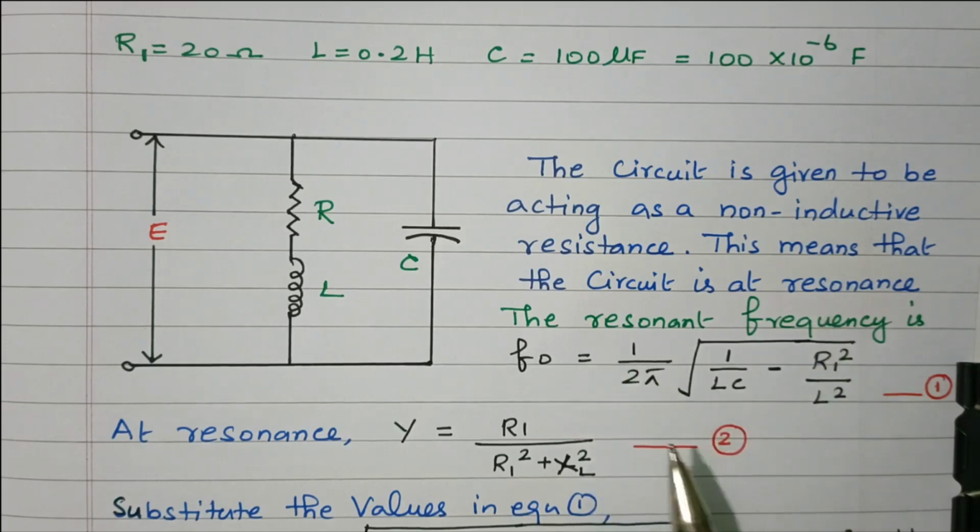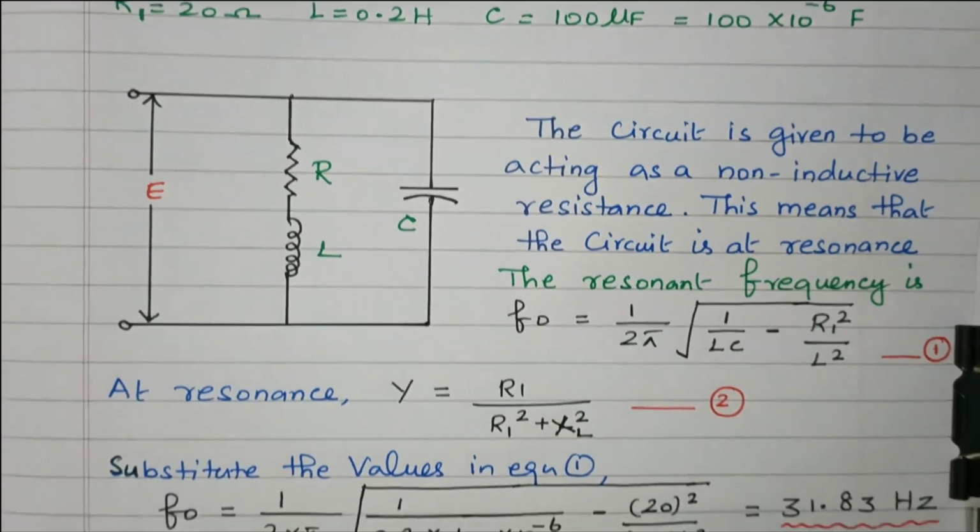So the resonant frequency is F0 equal to 1 divided by 2 pi square root of 1 divided by LC minus R1 square divided by L square. This is the resonant frequency. We'll take this as equation number 1. So at resonance condition, Y equal to R1 divided by R1 square plus XL square. We'll take this as equation number 2. This is the resonant condition.